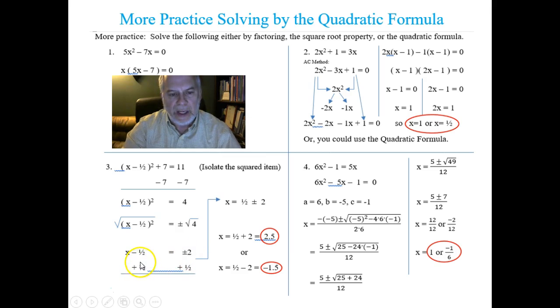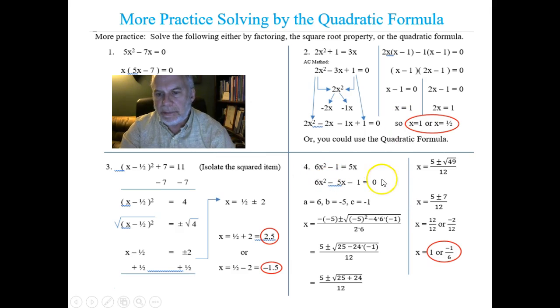And then you could add a half to both sides to get rid of that half that's on the left side. And so that gives you x equals a half plus or minus 2. Notice the plus or minus is with the 2. So it'd be 1/2 plus or minus 2. And so your solutions are 1/2 plus 2, which is 2.5, or 1/2 minus 2, which is negative 1.5. And so that was done most easily with the square root property.